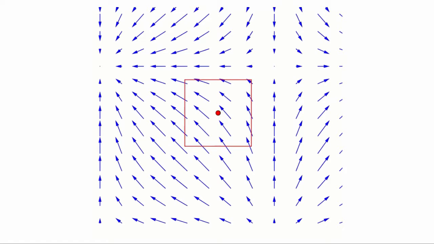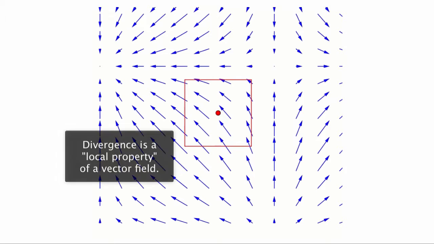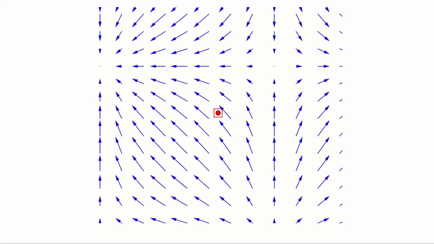Also, the divergence is a local property of a vector field, meaning that it is completely determined by the behavior of the field very close to the given point. So, it will be important to take a limit as the boundary contracts around the point. This is not an issue mathematically, but the resolution of the plot somewhat impairs our ability to analyze this visually.